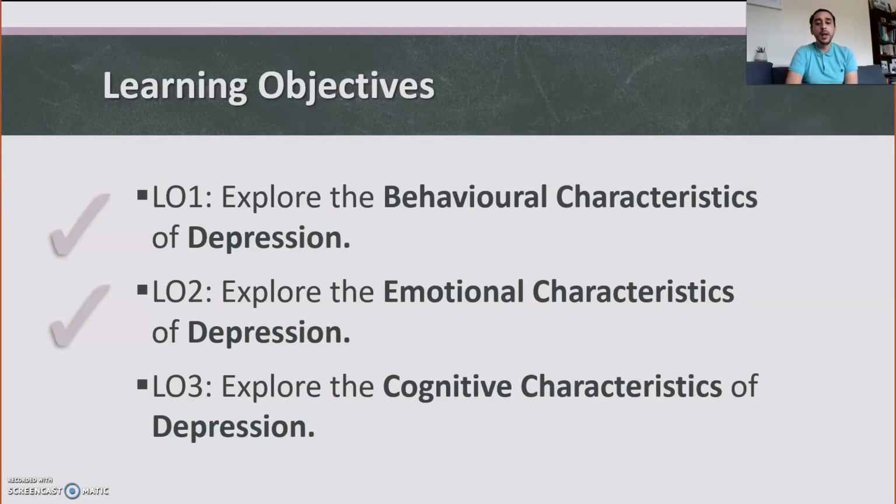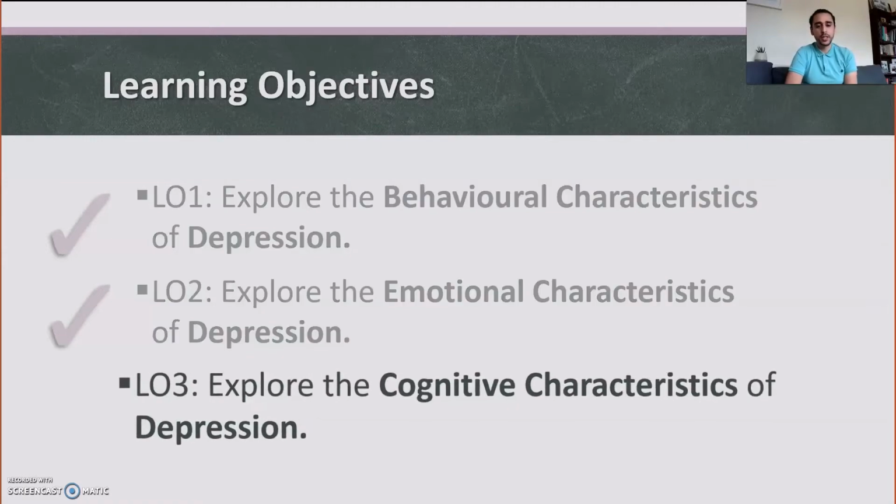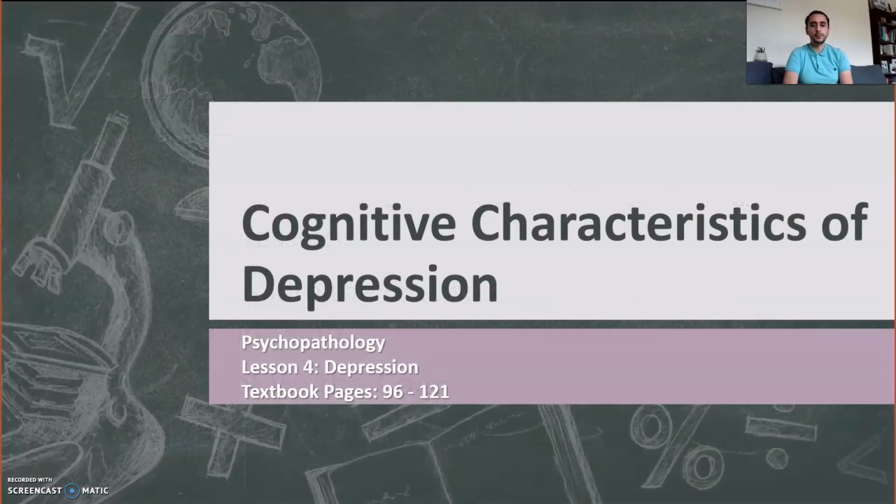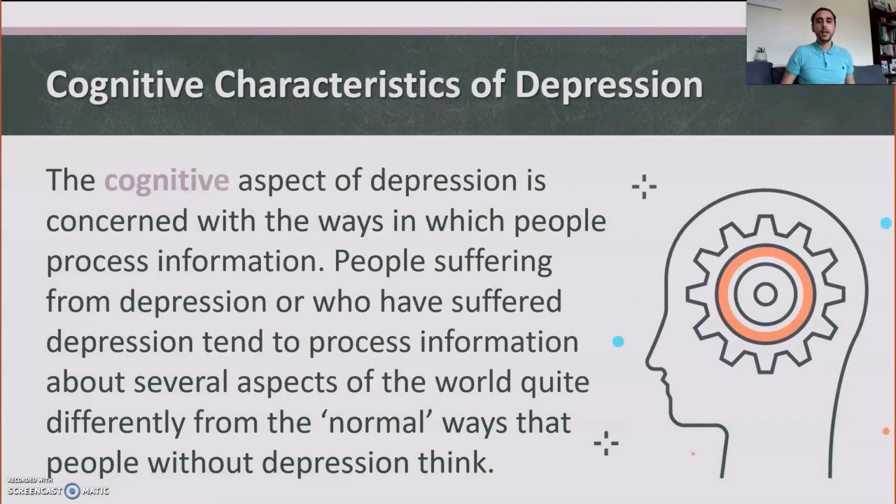We are flying through. Now we're going to look at the cognitive characteristics of depression. Now remember, the cognitive aspect of depression is concerned with the ways in which people process information. People suffering from depression or who have suffered depression tend to process information about several aspects of the world quite differently from the normal way that people without depression think. And in a later lesson, we're going to look at explaining and treating depression from the cognitive perspective.